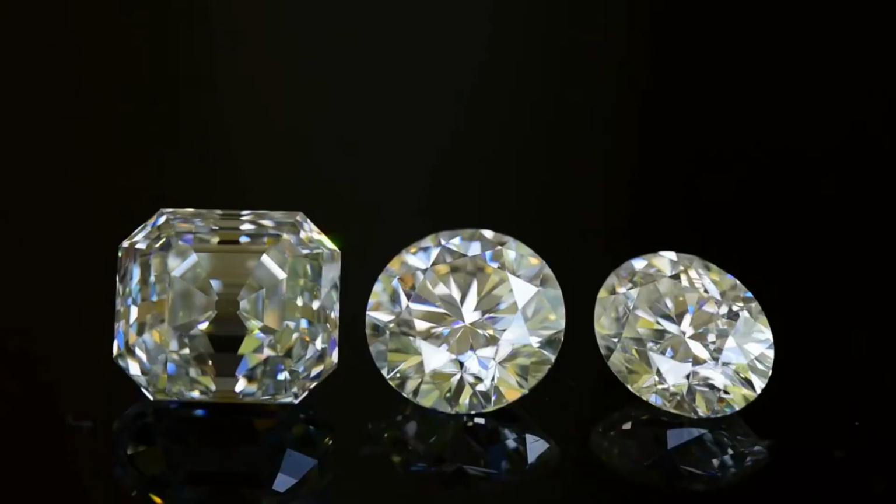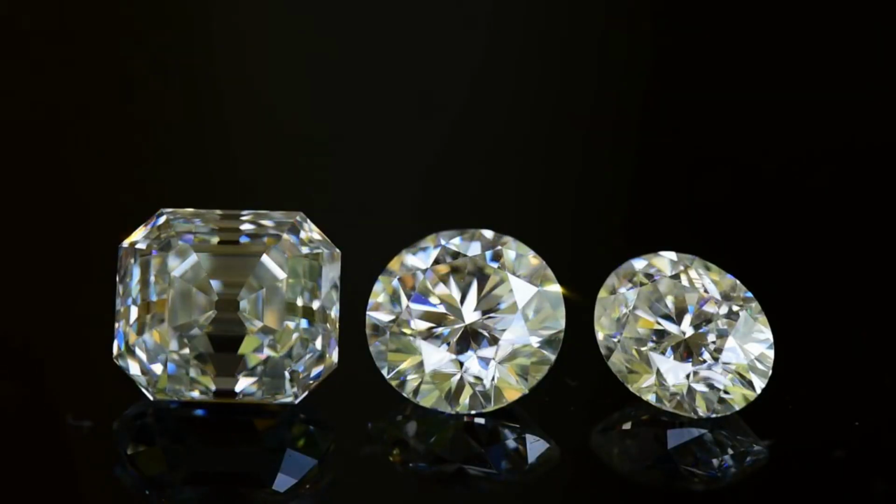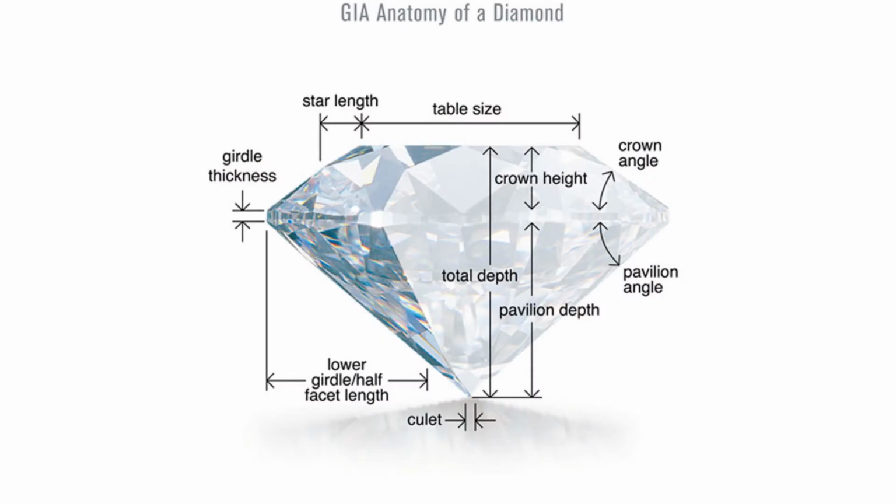So step number 6, we're going to be looking at the cut of the stone. A lot of people actually get cut wrong because they think when we're talking about cut, we're talking about the style of cut, but that's not what we're looking at. Instead, we're looking at the quality of the cut on the stone. And for this, we're looking at 3 main things. We're looking at the proportions of the stone. So this is things like the table size, the crown angle, the pavilion angle, things like girdle thickness and culet size can also come into the proportions as well.